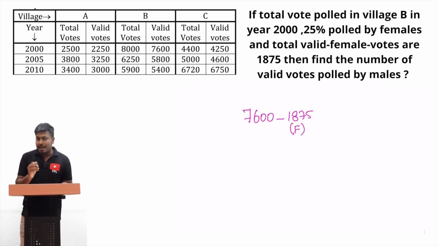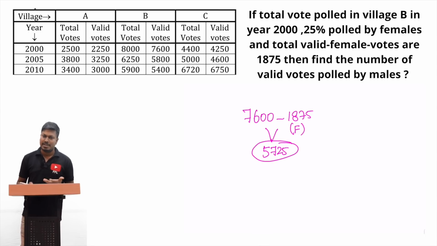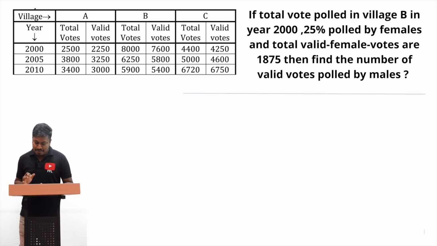So if you subtract the votes cast by the female from the total valid votes, if you subtract both these values, then 5725. So 5725 will be the total valid votes that were cast by the male. Yes or no? Easy question. You have to understand the question properly. If you understand the question properly, then solving it is very simple.